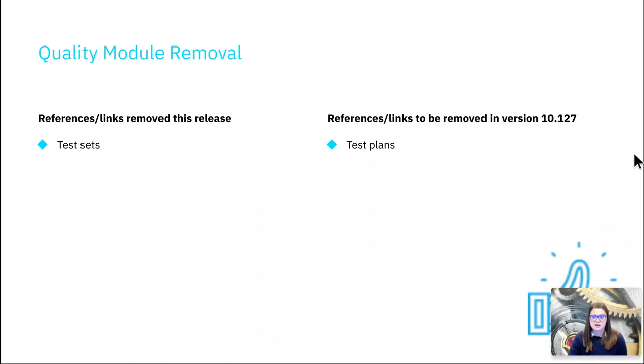Atlassian also continues their efforts to fully remove all of the references and links to the quality module. In this release, we saw test sets fully removed, and in the next release, we will see test plans.